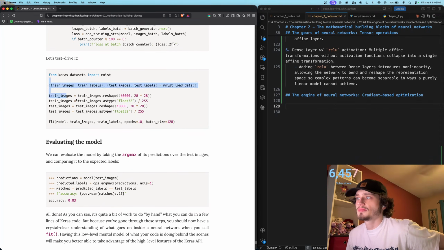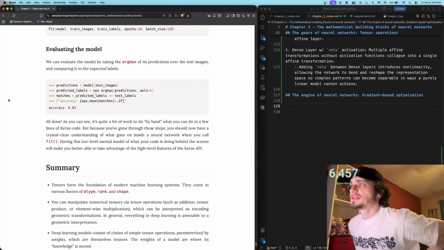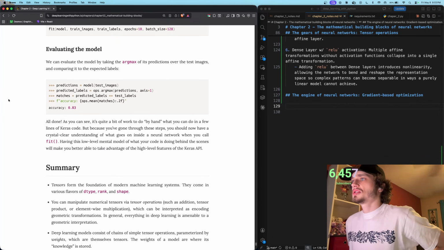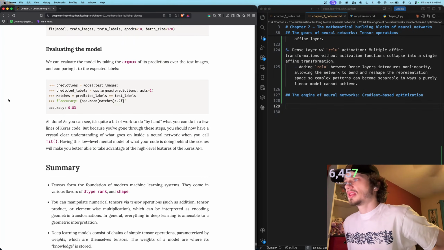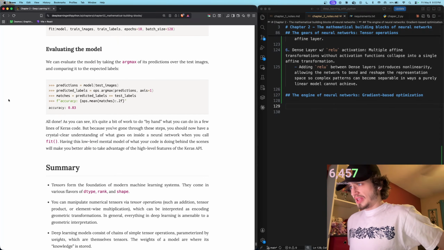So to test drive it, is this. Evaluating the model. We can evaluate the model by taking the argmax of its predictions over the test images and comparing it to the expected labels. So predictions equals model of test images, predicted labels equals ops.argmax of predictions with axis equals 1. Matches is equal to the predicted labels that are equal to test labels, and the mean of matches.